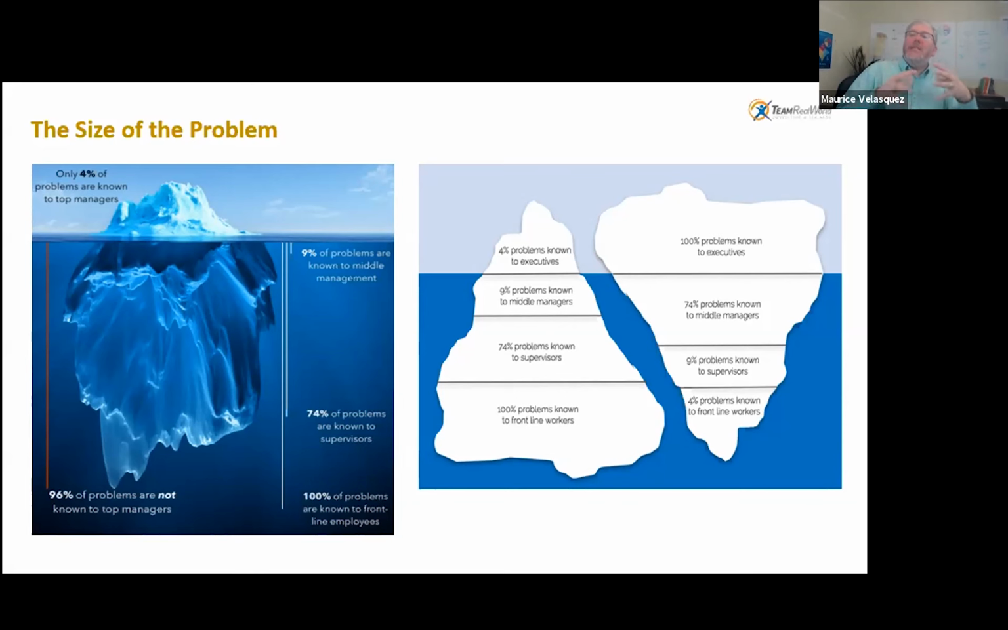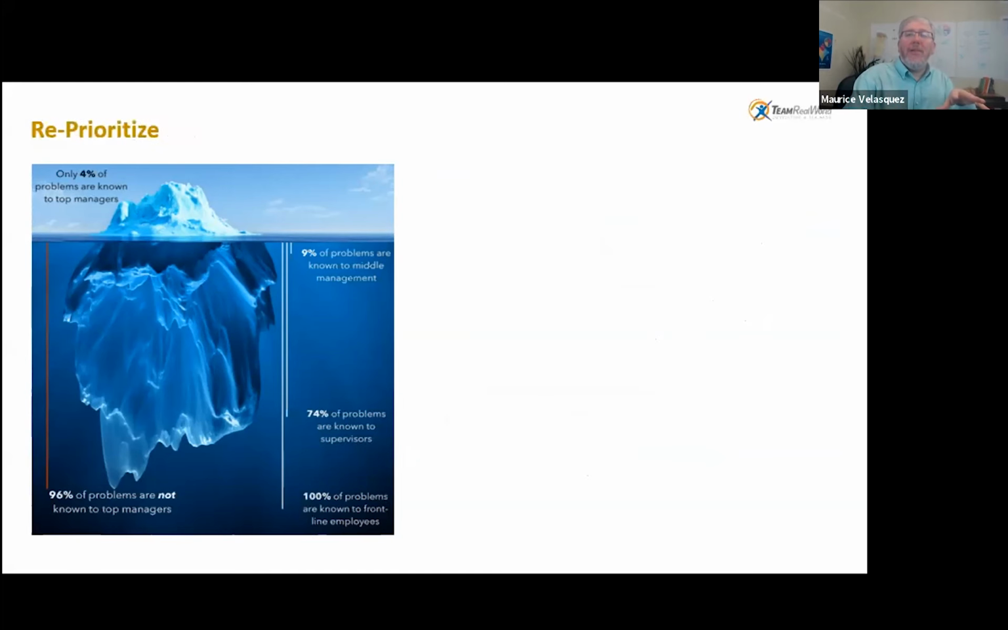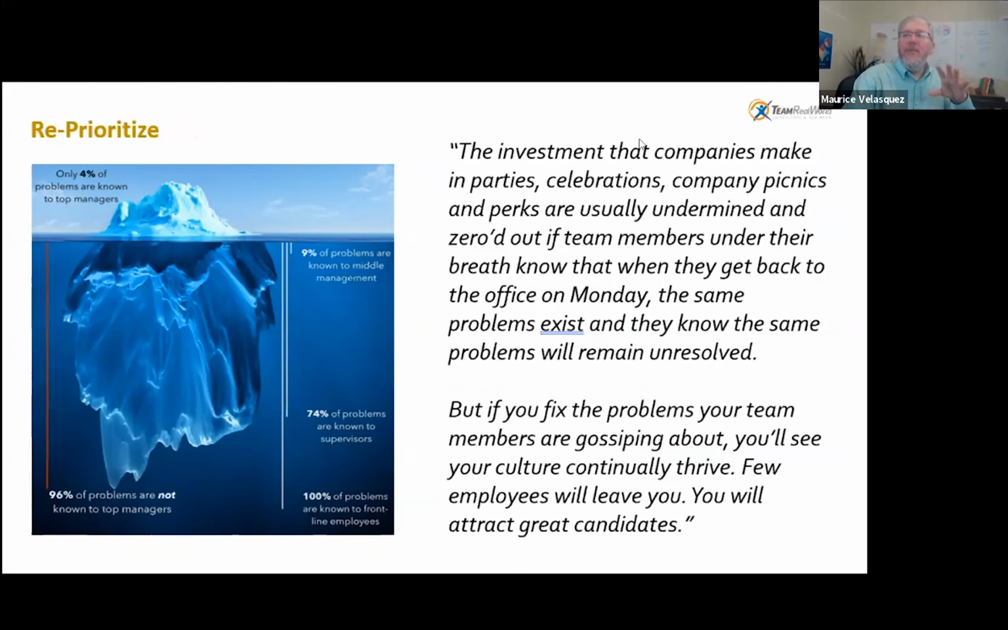But we tend to stay away from problems when the reality is this. Take a look at this. The investment that companies make in parties, celebrations, company picnics, and perks are usually undermined and zeroed out if team members, under their breath, know that when they get back to the office on Mondays, the same problems exist, and they know the same problems will remain unsolved.